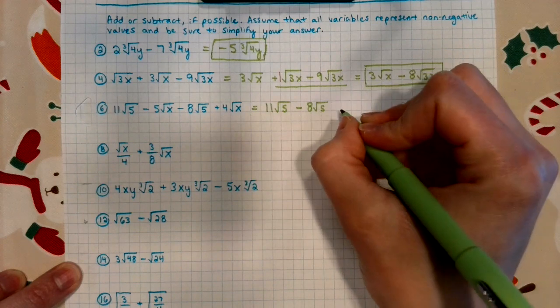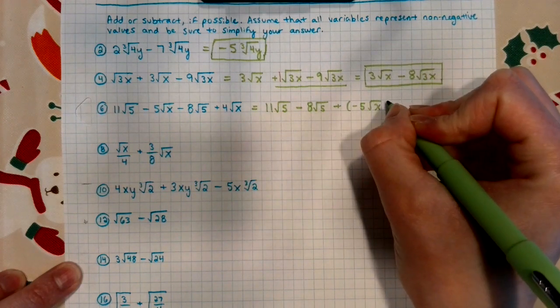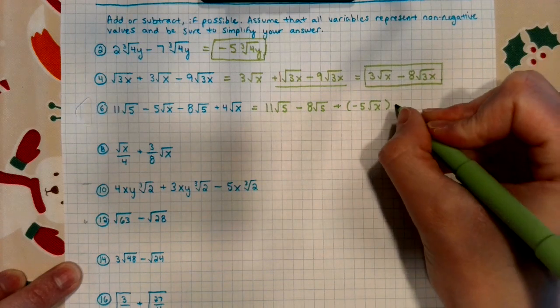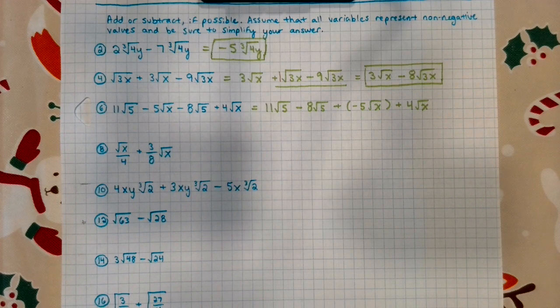And then I'm going to rewrite this as plus negative 5 square root of x, just so that way we don't lose track of that negative there. And then plus 4 square root of x. So I just rewrote this problem so that our like terms were next to each other.